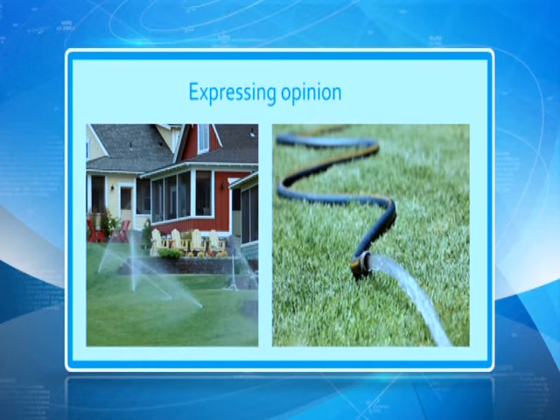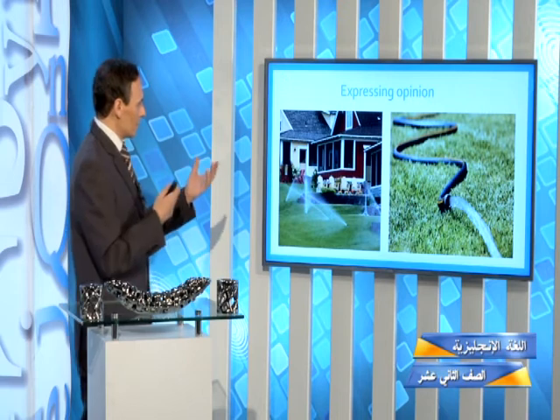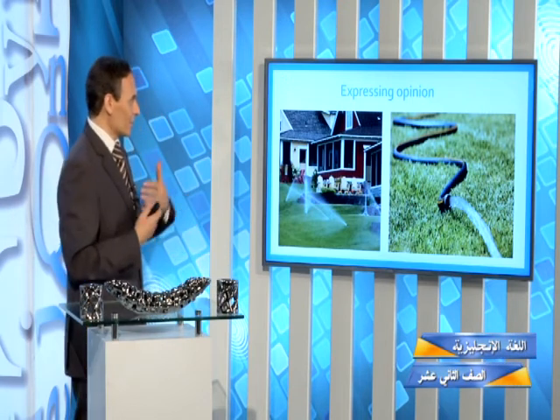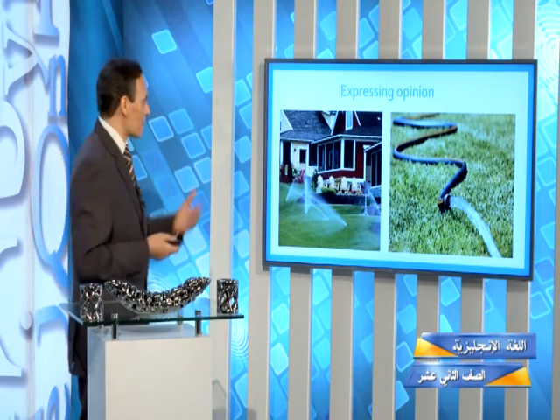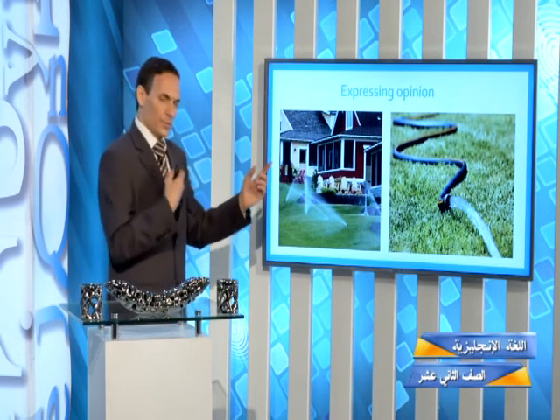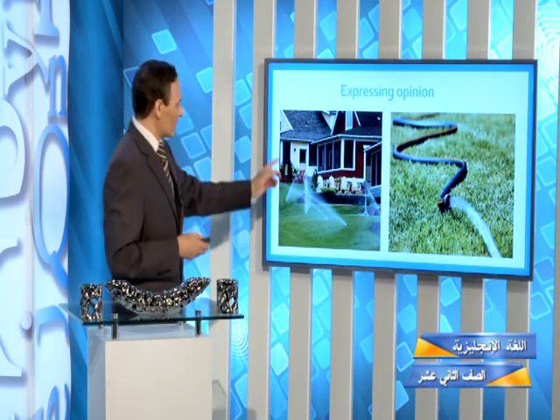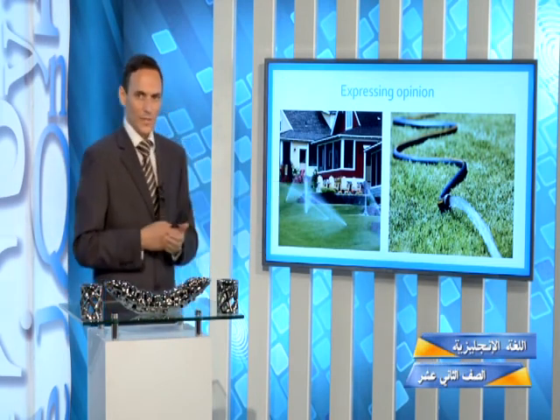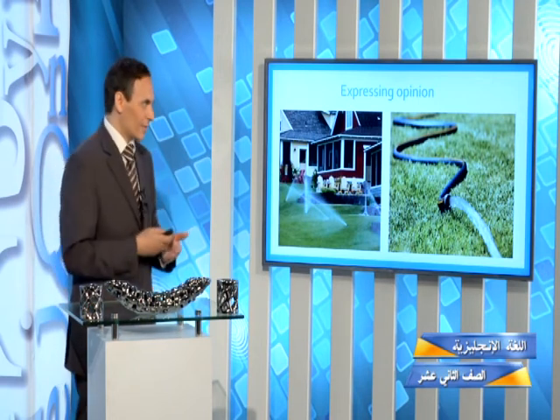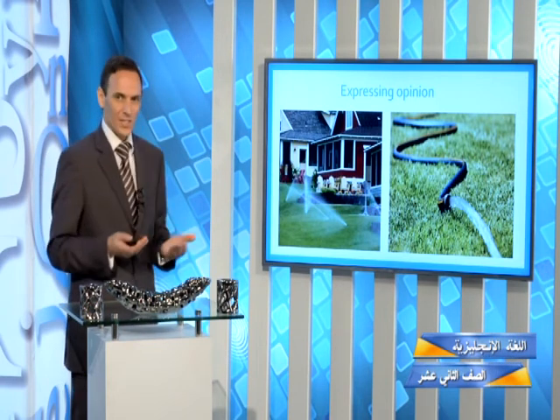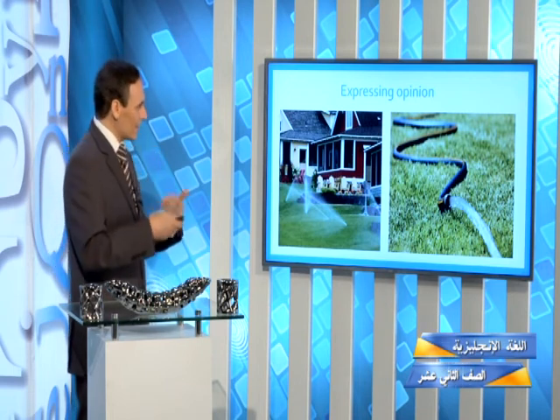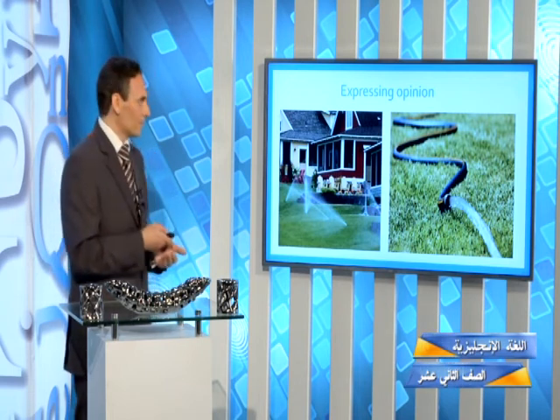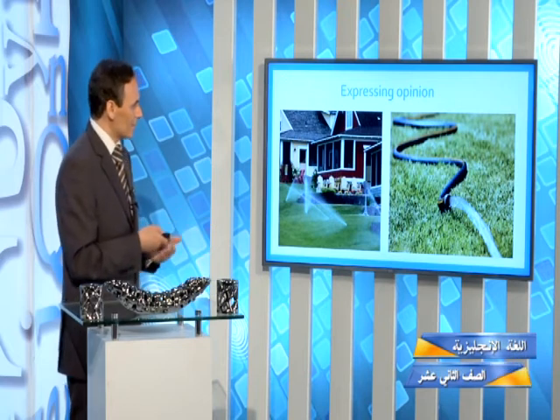Try to express your opinion concerning these two pictures. What do you think? What's your opinion? Which is better? So for example, I can say, in my personal opinion, using a modern irrigation system is better than traditional ways of irrigating the lawn or the land. So this is just my personal sentence. You can express it in different ways. I think you have practiced enough.